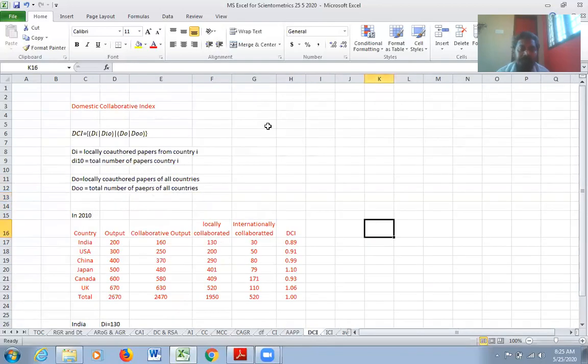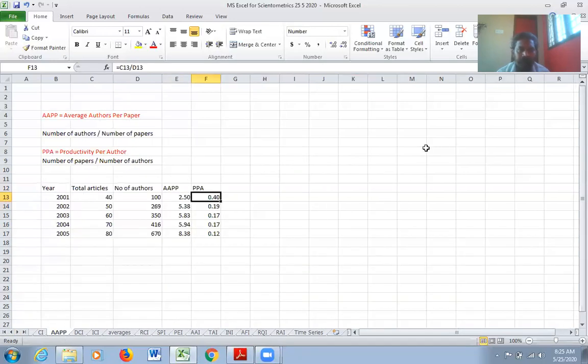Then comes domestic collaborative index. Fine. I think I have a few more. Okay. So I think I'll end my presentation here, and let me come back to you with the second part of this presentation, where I will demonstrate the calculation of the remaining scientometric indicators using MS Excel.